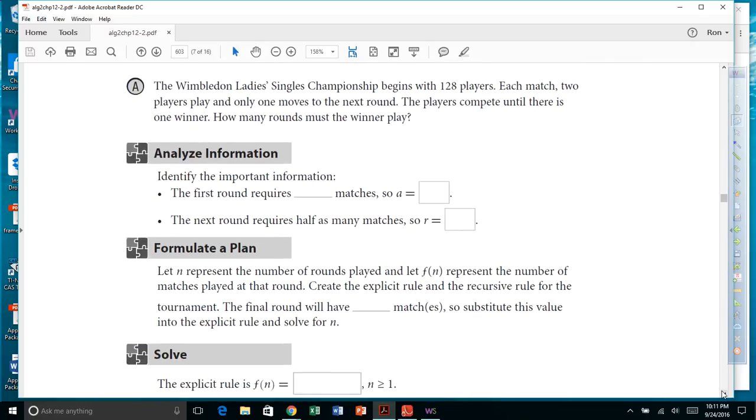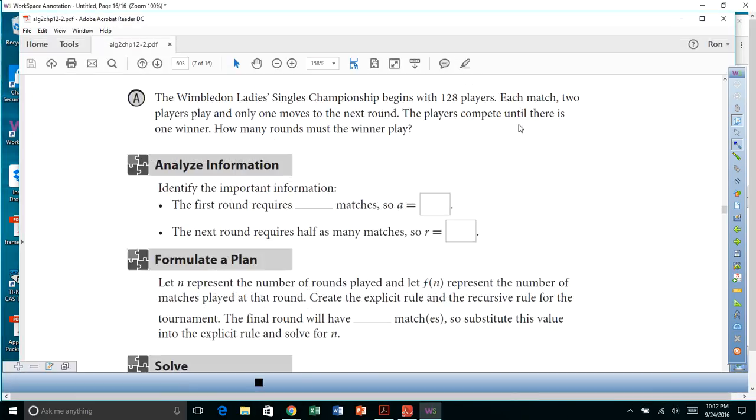The Wimbledon Ladies Singles Championship begins with 128 players. Each match, 2 players play and only one moves to the next round. The players compete until there's one winner. How many rounds must the winner play? Identify the important information. The first round requires, if there's 2 people playing in each one, 128 divided by 2, which gives me 64. So the first round requires 64 matches. So A equals 64.